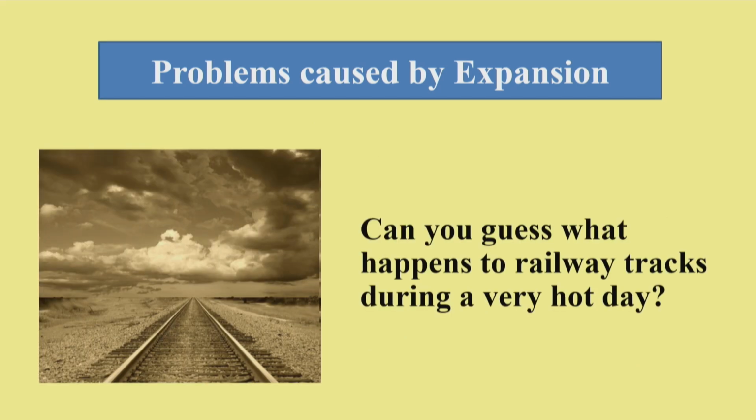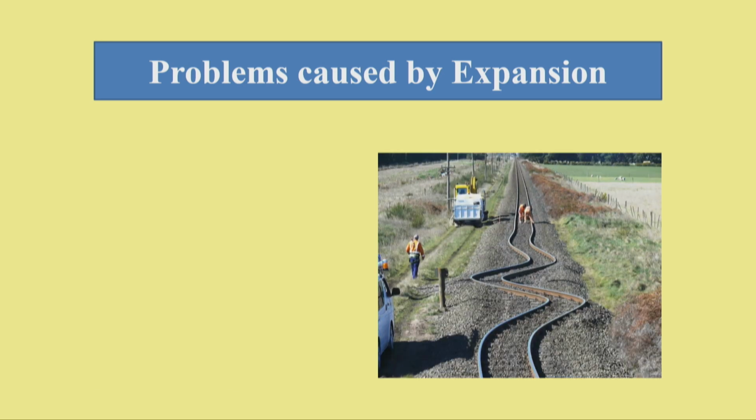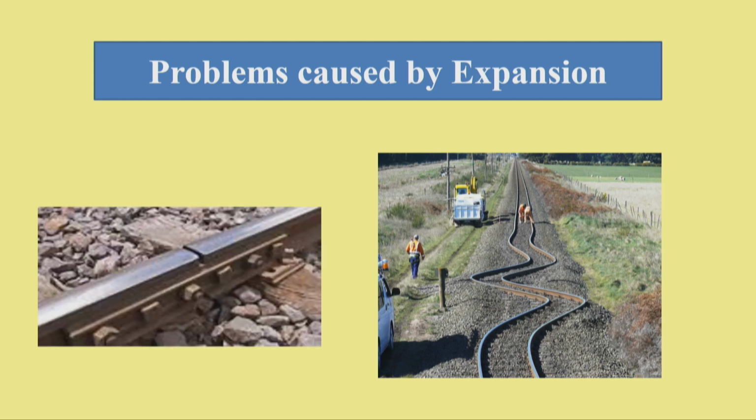Can you guess what happens to railway tracks during a very hot day? Of course, it expands. In certain circumstances, the expansion causes distortion in the railway lines. This is why expansion gaps are essential.